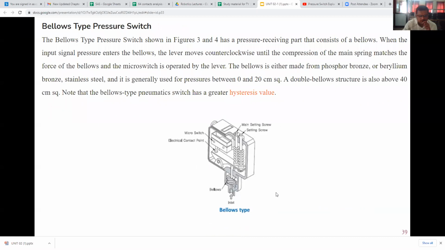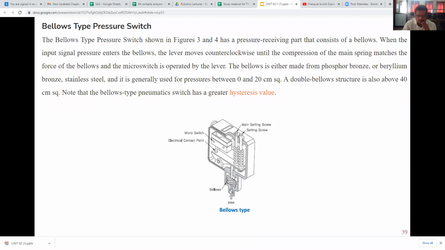Now next is the bellows type pressure switch. The bellows type pressure switch shown in figure 3 has a pressure receiving part here, the inlet pressure receiving part, that consists of a bellows. See that this inlet is connected to this bellows. Bellows, you may have seen at our house also.